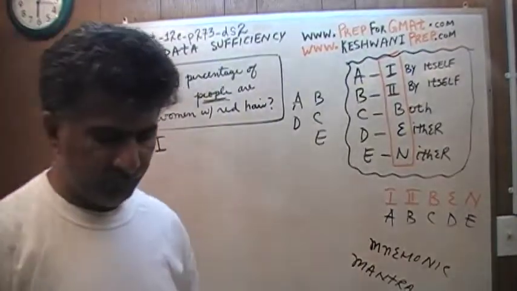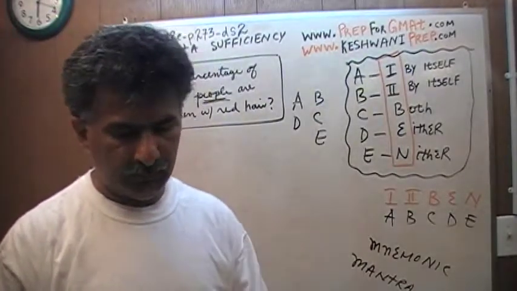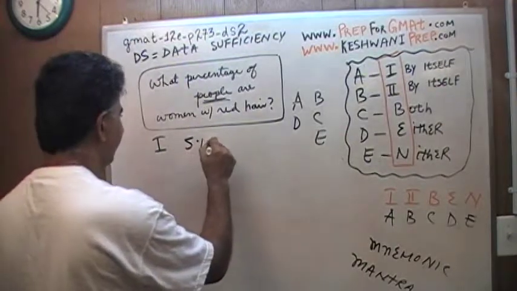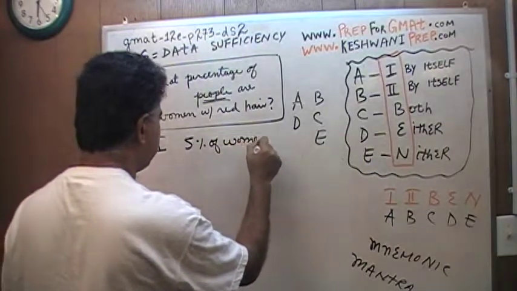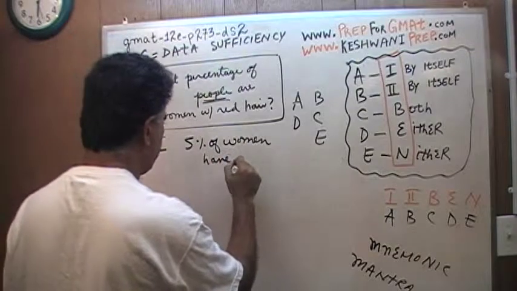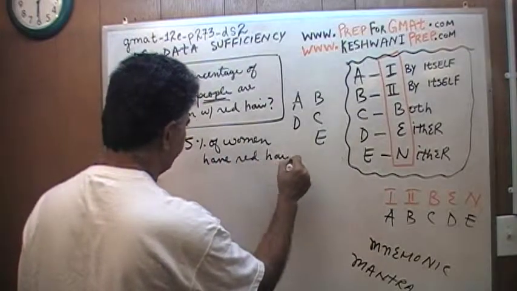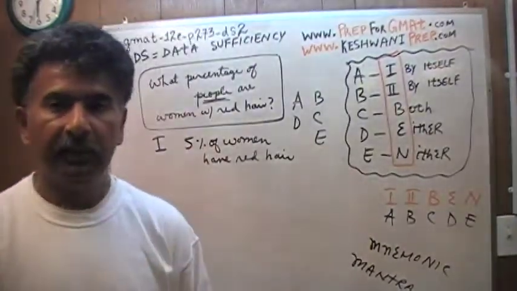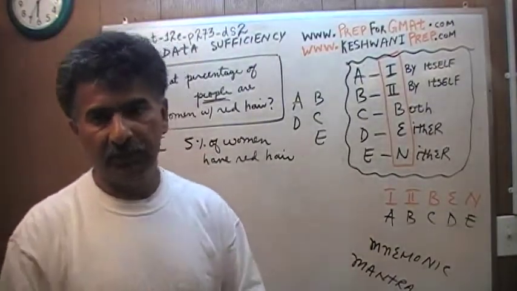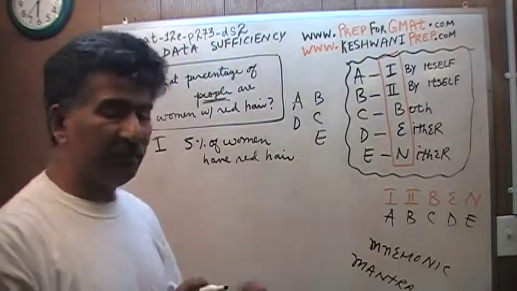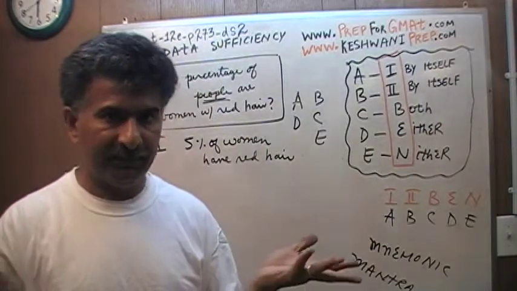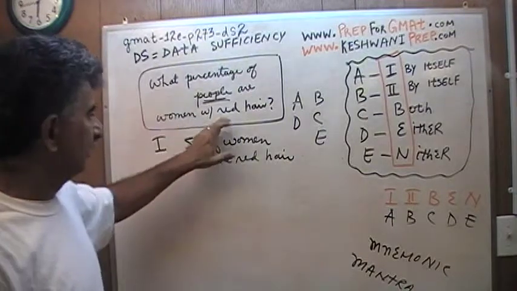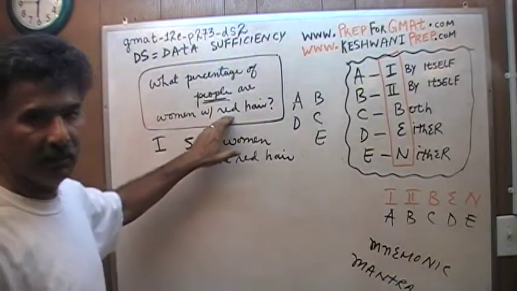The first statement tells me, of the women in the group, 5% have red hair. So that tells me 5% of women have red hair. Now people in their haste might think that they're giving you the answer because they might end up thinking they're asking you what percentage of the women have red hair, and they tell you 5% of them have red hair. Stop and think, it cannot be that simple. Because the question here is not what percentage of the women have red hair, the question here is what percentage of people have red hair.